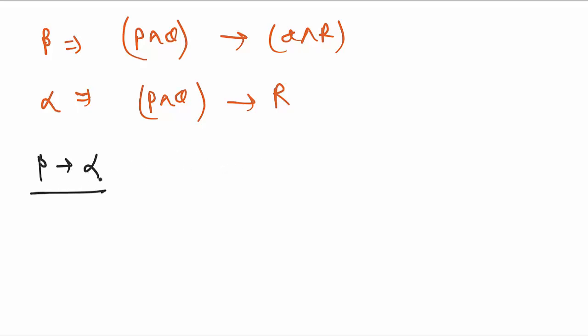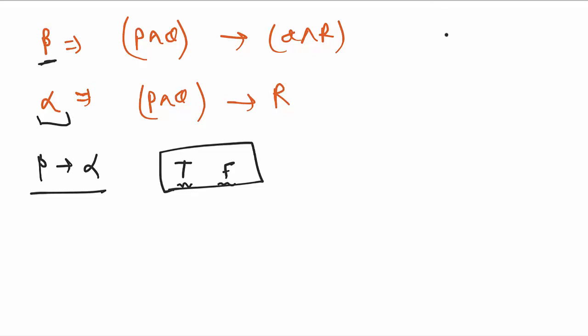To check whether beta imply alpha is a tautology or not, what we need to check is whether a true-false combination arises or not, right? So I need to make this beta true. At the same time, I need to make this alpha false, right? I need to make this beta true, and at the same time, I need to check whether I'm able to make alpha false.